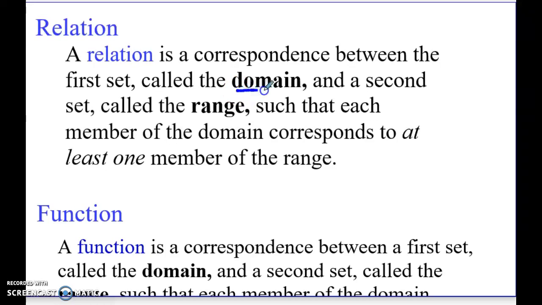We call the first set the domain, that's typically like our x's, and the second set we call the range, which would be like our y's. And all that's required is that there is a connection between everything that's in that first set to everything that's in the second set. There is a correspondence, a relationship that's demonstrated.